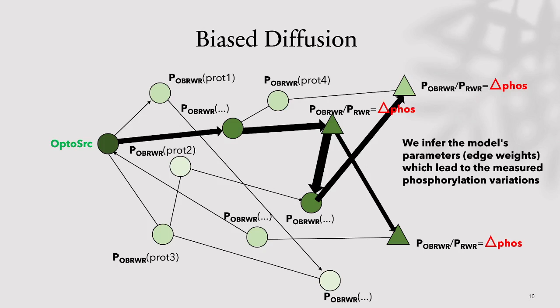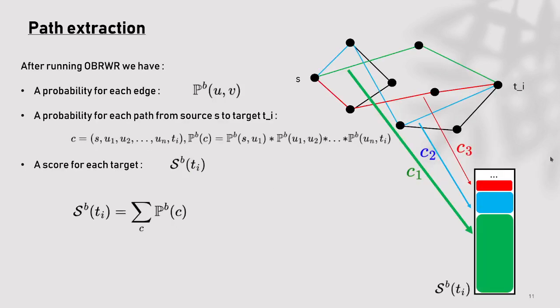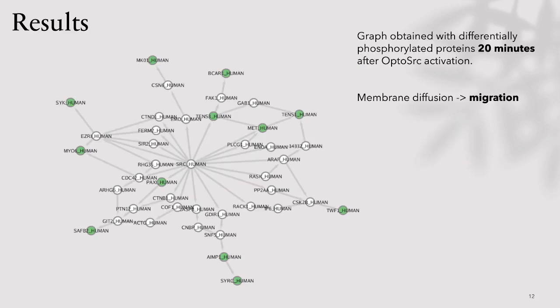Once we have the edges computed, we extract paths from source to target. We extract the paths which are significantly biased towards in our experiment by computing empirical p-values through random sampling. Finally, we are able to extract a signaling network.